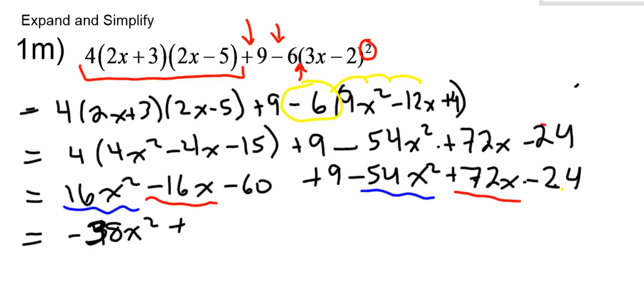So plus 56x. And then what's left over is negative 60 plus 9 is negative 51 minus 24 is negative 75. So don't forget, again, BEDMAS. It's the little things that tend to mess us up. Not the big ideas, but the actual execution that you have to be as reasonably close to perfect as you can be.